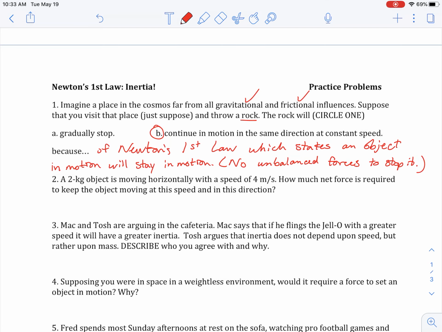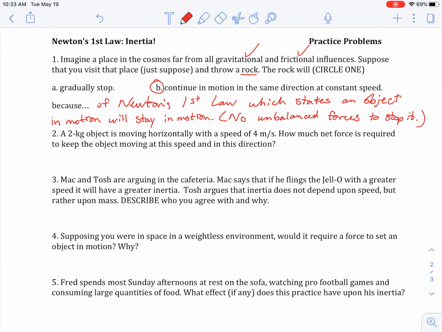The second question says a 2 kilogram object is moving horizontally, so horizontally is this way, with a speed of 4 meters per second. So every second, this object moves 4 meters. The question is how much net force, and net force, if you remember, is the sum of forces, is required to keep that object moving at that speed and in that direction? So again, go back to those notes and think about what inertia is, what does it mean about the motion of objects, and how does it relate to force?